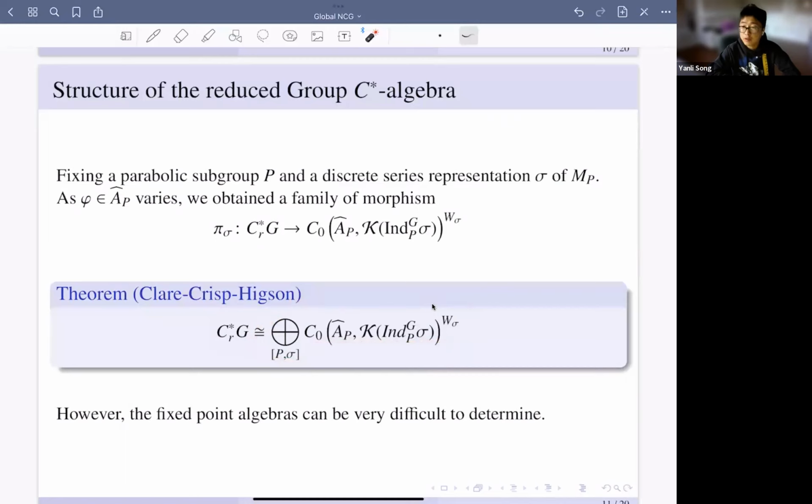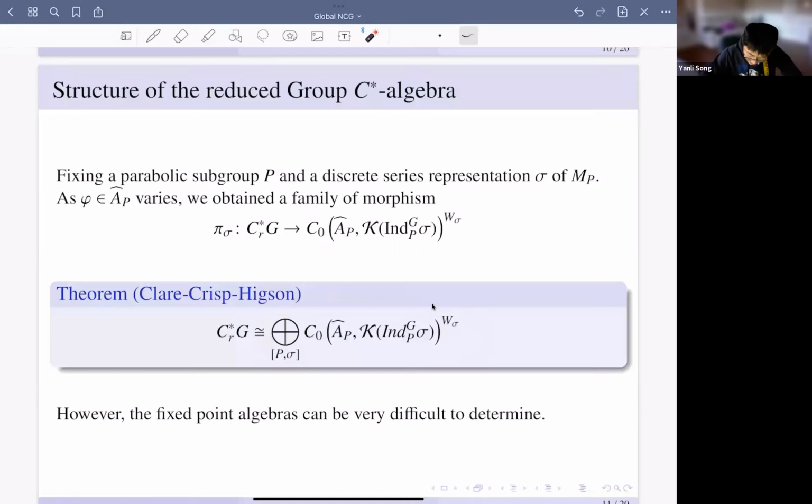This isomorphism is actually given by the Fourier transform. So after you apply the Fourier transform, what you will get is the same. It tells you some structure of the group C*-algebra. But this is not the end of the story. Although we have a nice structure of the group C*-algebra, this is not the end of the story.